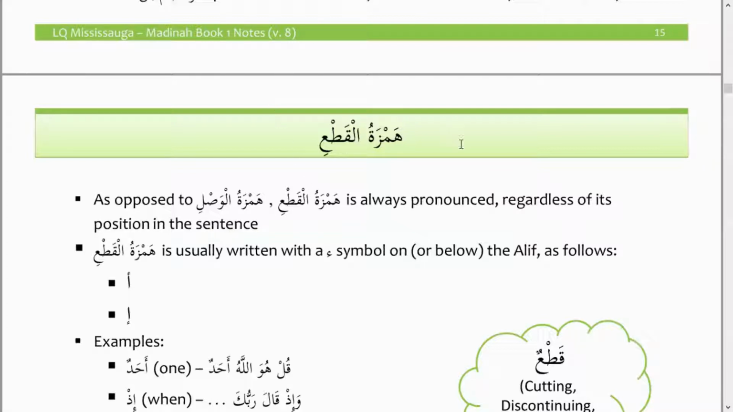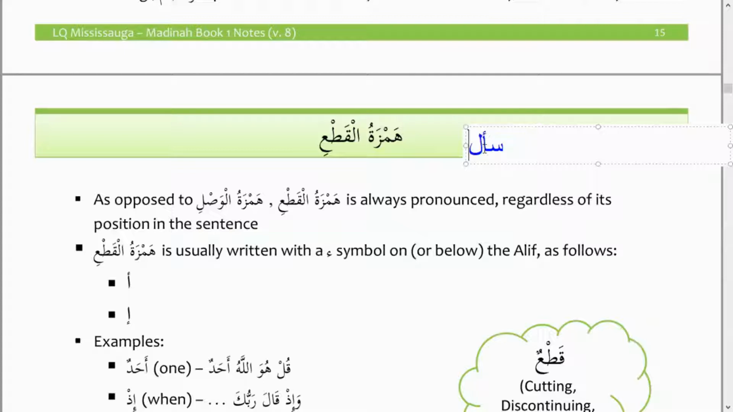For example, it can come in the middle. For example, Sa'ala. See, this is Hamzatul Qata. How am I pronouncing it? Sa'ala. I'm not saying Sa'ala in a smoothed way or something like that. I'm not skipping that. I have to stop and pronounce this.